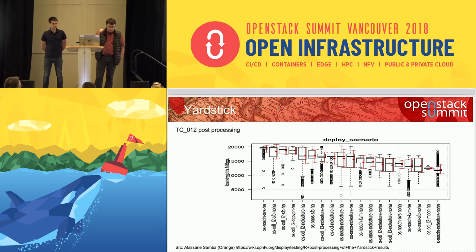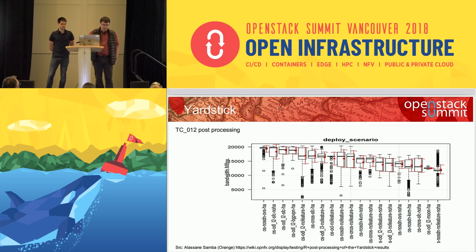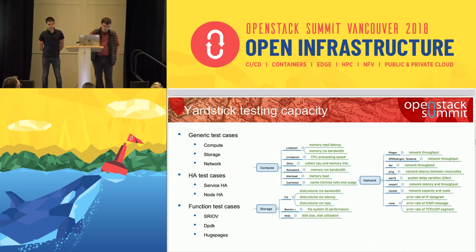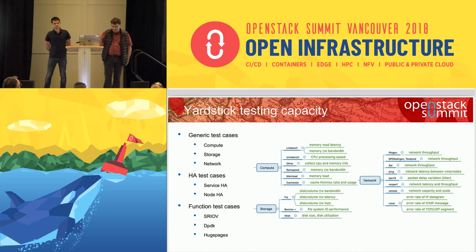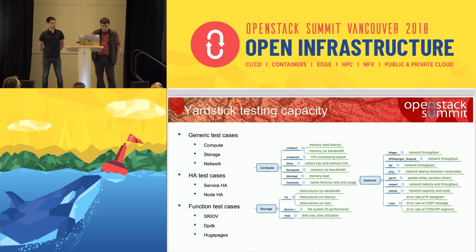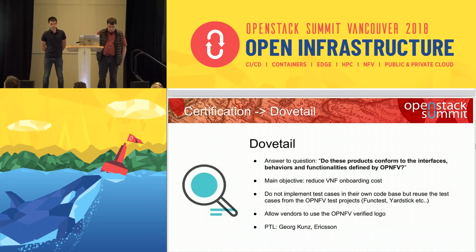And then it's just a way to be able to say, OK, I'm in the average, or I'm below, or I'm above. So Yardstick is very useful for that. And it's also a way to troubleshoot possible configuration errors. So Yardstick provides such atomic testing in different domains: compute, storage, network, for HA, and additional features such as SR-IOV, DPDK, and huge pages. So you have a long list of that.